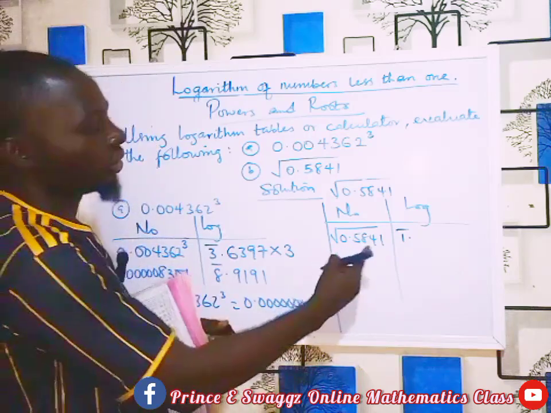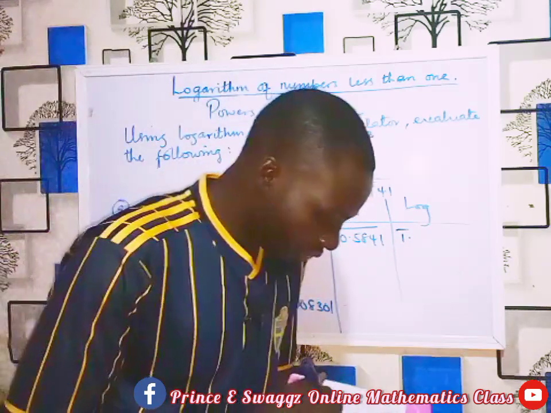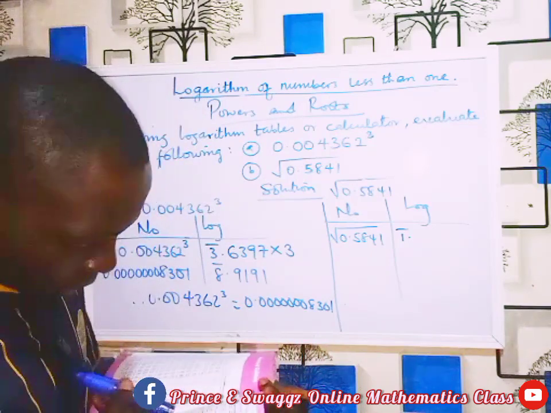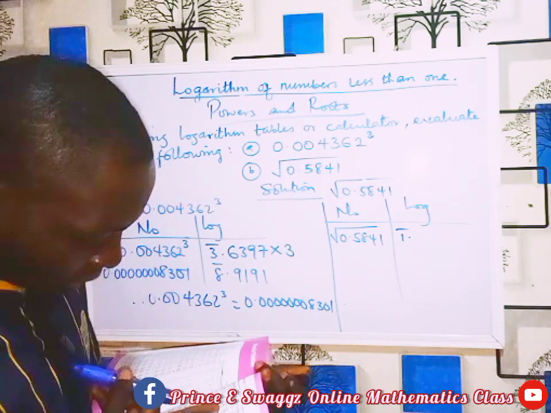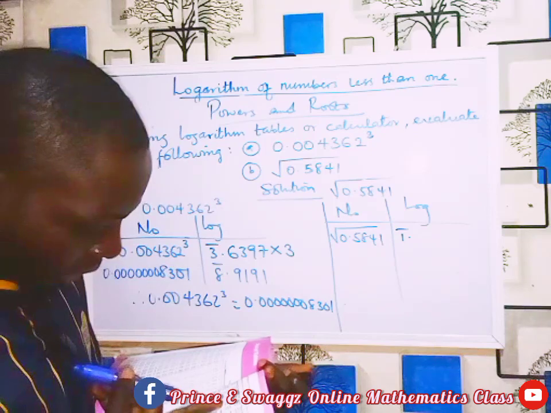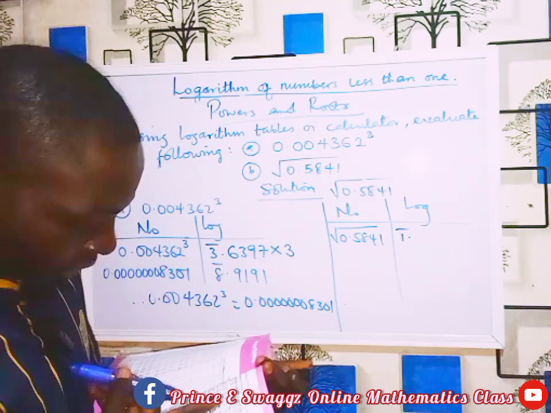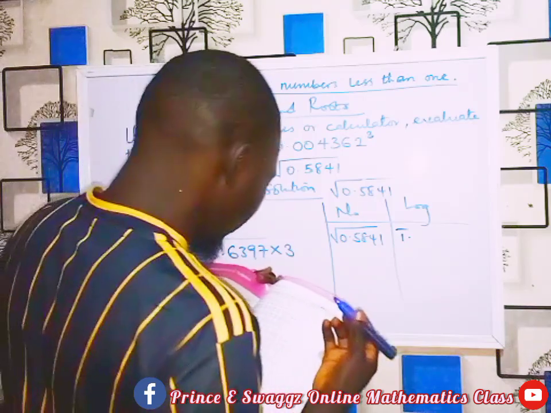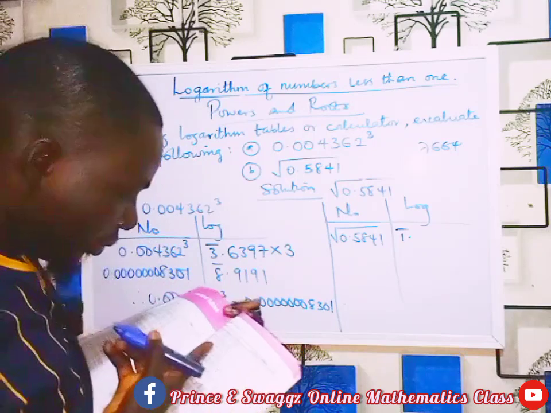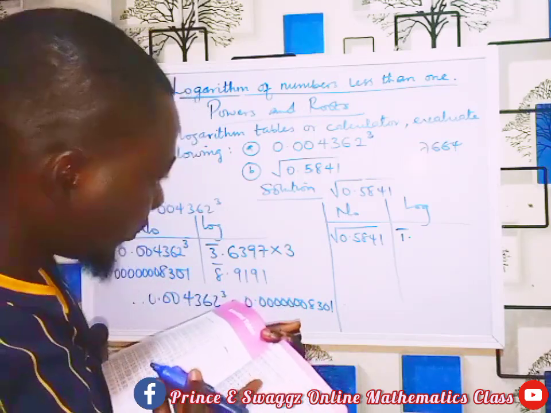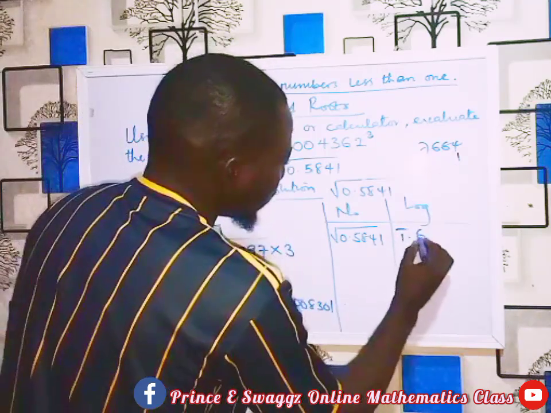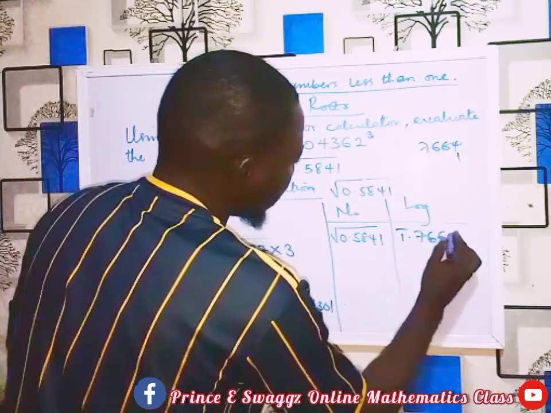Then 58 under 4 is 7664. That's what you're having here. Then the difference 1 is 1, plus 1. It will give us 7665.